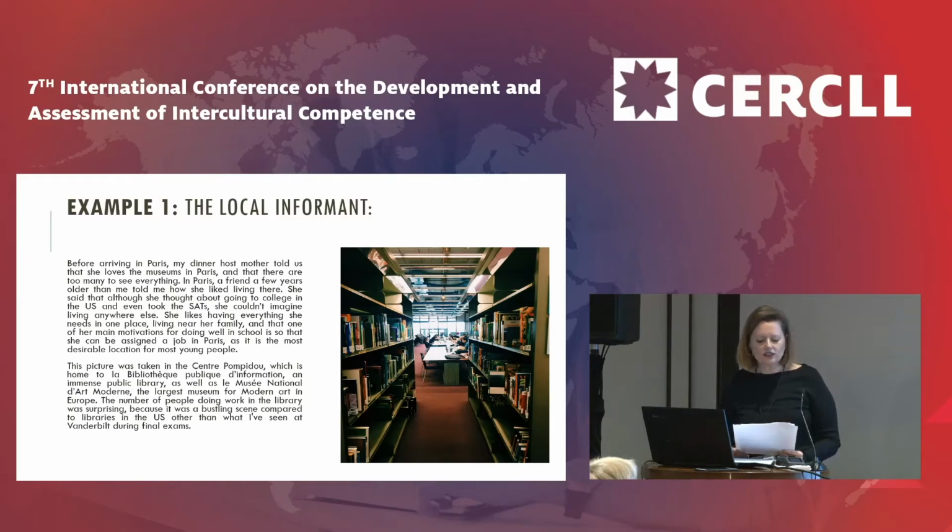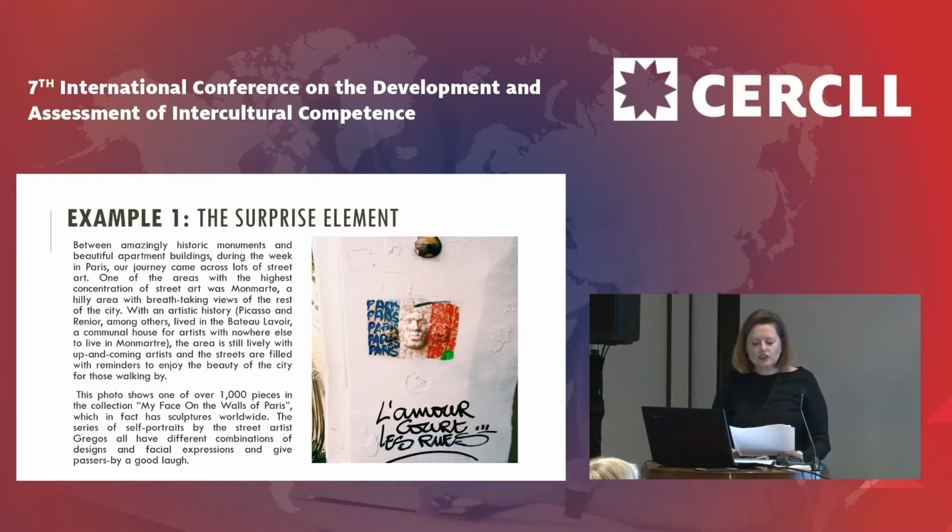In her vignette, the student compares the lively, studious atmosphere in the library with an equivalent locale in her native environment, the main library at Vanderbilt. The third marker on the digital map elaborates on a feature of Paris that the learner has encountered that is not reflected in the official and local narrative. Here, the student expresses her surprise about the omnipresence of street art in Montmartre.